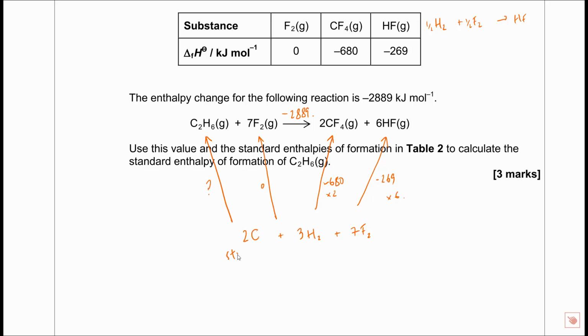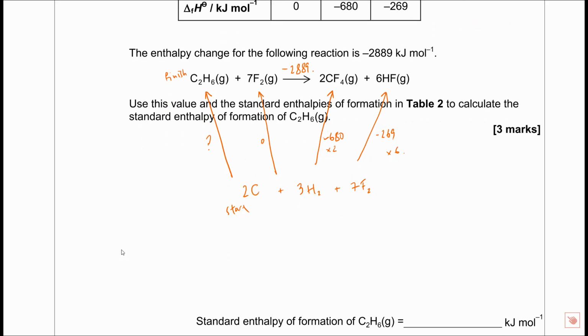So I always say start here and finish here, but we can't go that way, so we go against it. So we go instead with these. So we're going to do minus 680 times 2, add minus 269 times 6. That's these accounted for. We're going against this arrow, so we're going to flip the sign. We went with these, so we're keeping them as they are.